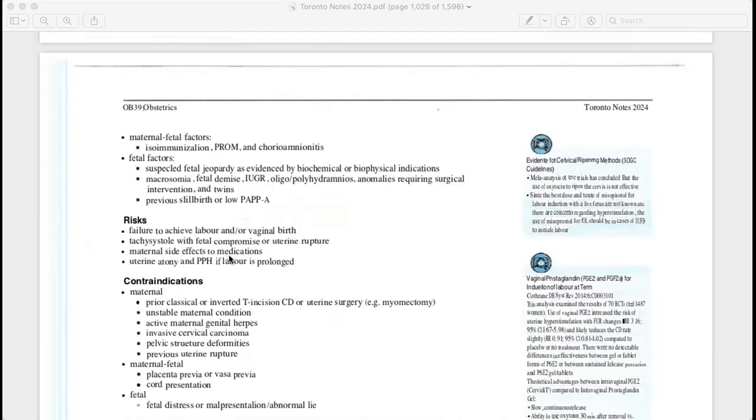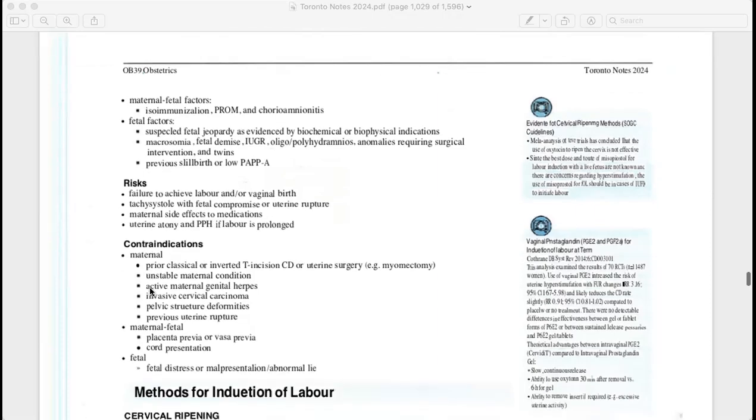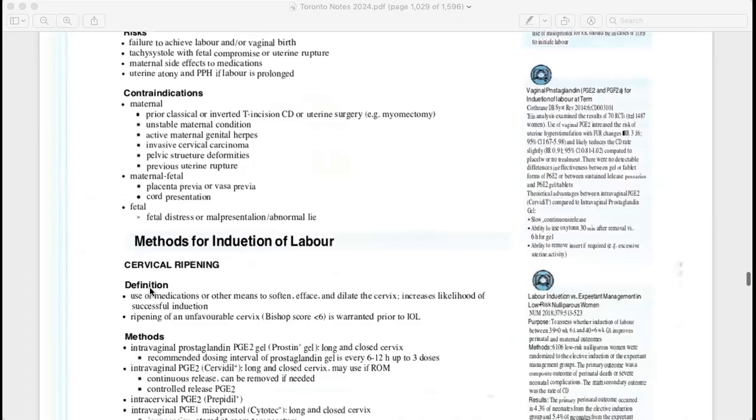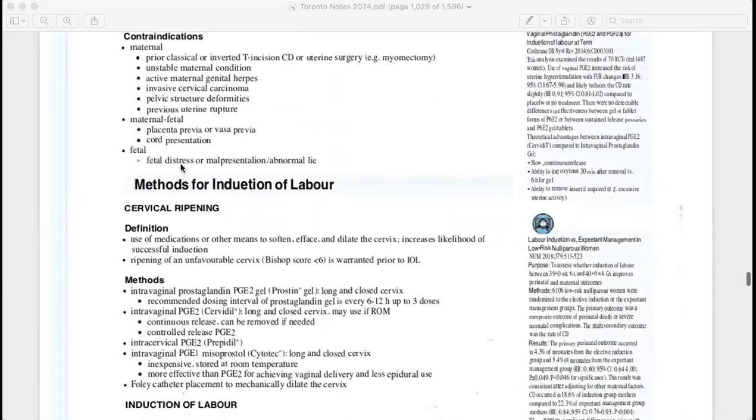Maternal side effects from the medication or uterine atony could be among the risk factors. Contraindications are those conditions where vaginal delivery is very unlikely, maybe carcinoma, herpes, structural deformities, or previous uterine rupture. In those conditions, you are not going to do the induction of labor, because you might spread the infection to the fetus as well. Fetal maternal contraindications are basically placenta previa or vasa previa, because in those conditions we usually go for cesarean delivery. Cord compression, cord presentation, usually in those conditions we also go for cesarean delivery. Fetal distress and the rest.